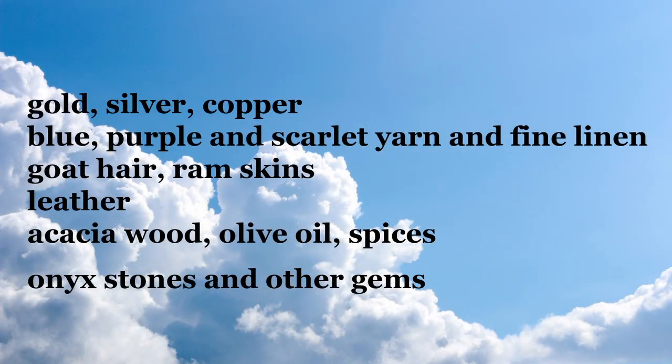And it's 15 different materials: gold, silver and copper, precious metals, blue, purple, scarlet yarn and fine linen, goat hair and ram skins, leather, acacia wood, olive oil, spices, onyx stones and other gems. From chapter 25 all the way to the end of the book of Exodus, to chapter 40, we read different approaches that need to be taken in order to construct the sanctuary.